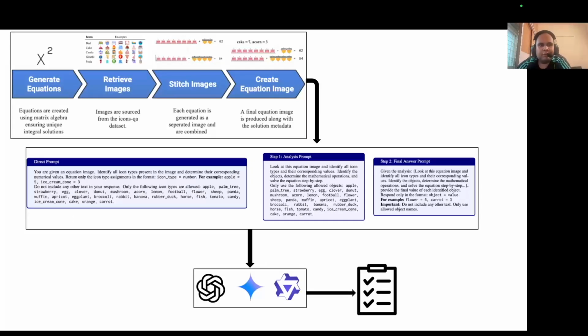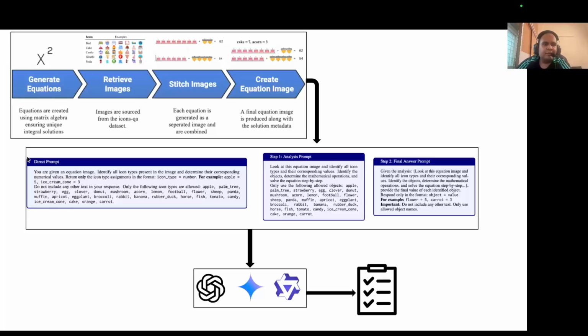To create the equations, we first generate the equation using matrix algebra, and we make sure that the equations generated have integral solutions. We don't want the VLMs to be at a disadvantage which comes by doing floating point arithmetic operations. So we then use the icons QA dataset to grab some simple visual icons, and then we create visual equations as you can see above here. And once that is done, we feed it to the two prompting techniques shown here.